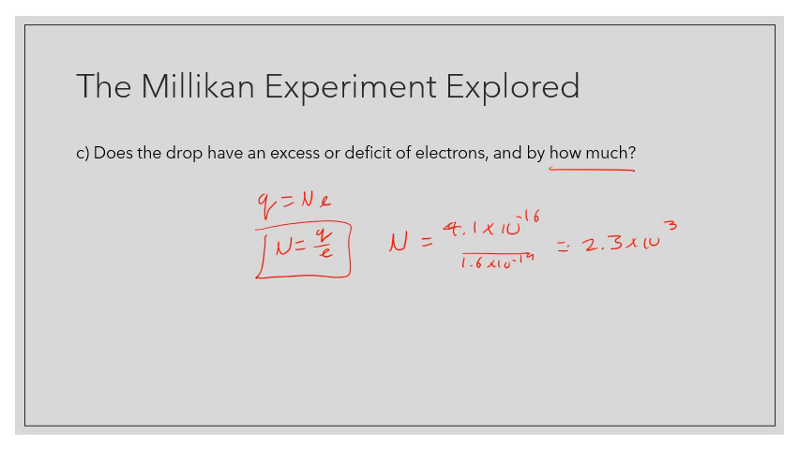So since this is a positively charged droplet, we know that it's actually a deficit. Because when there's a deficit of electrons, something becomes positively charged, while when there's an excess of electrons, something becomes negatively charged. So deficit is equal to positively charged things, while an excess is equal to a negatively charged object. So that was the Millikan experiment explained and explored.